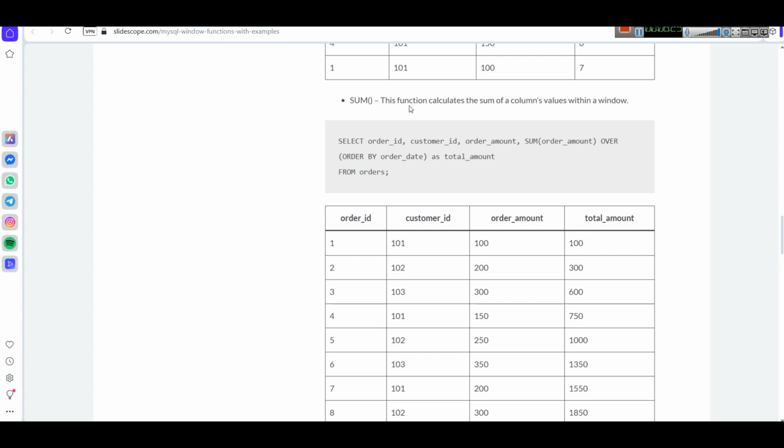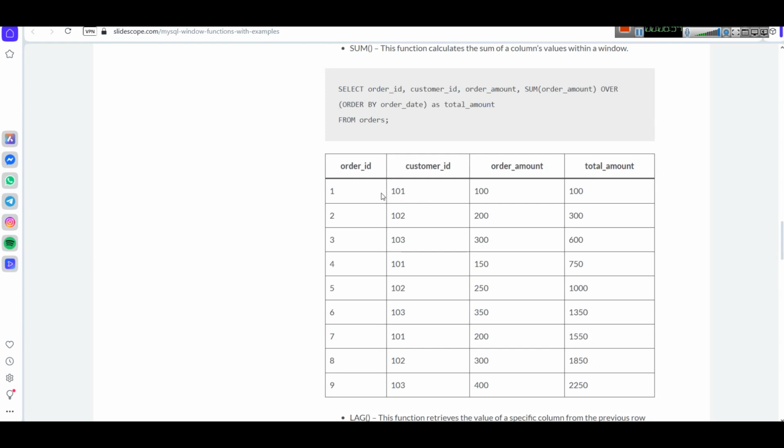Here is one more example of sum. This function calculates the sum of a column's values within a window. First order ID was made by customer ID 101. Here also we have selected order ID, customer ID, and order amount, and then we are doing sum of order amount over order by order date. Here we are not grouping by customer ID. Here we are just ordering by order date to get the total amount.